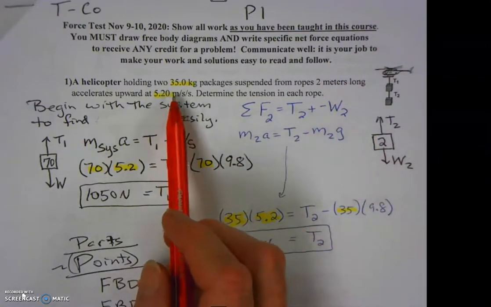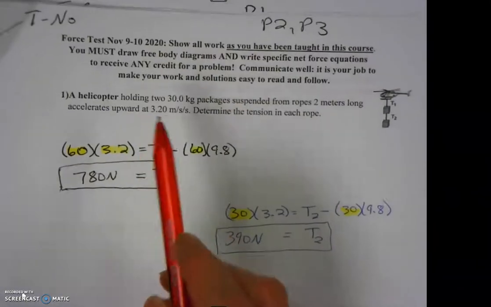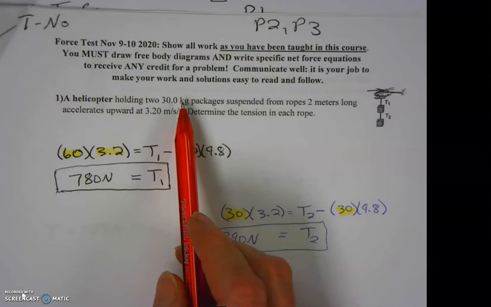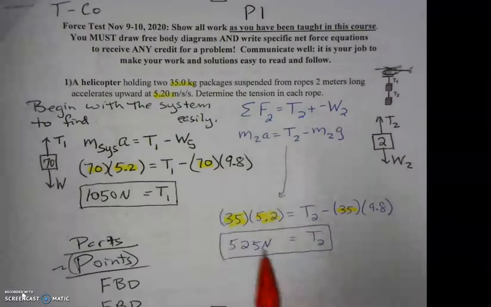So you had a helicopter holding two packages. There was more than one version of this. The problems differed by how much mass each package had and by the acceleration of the helicopter.